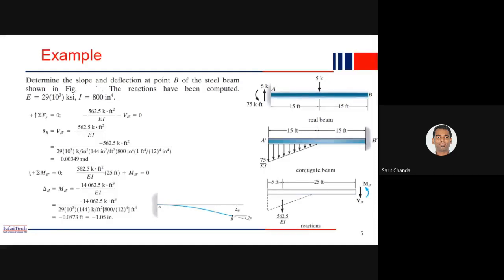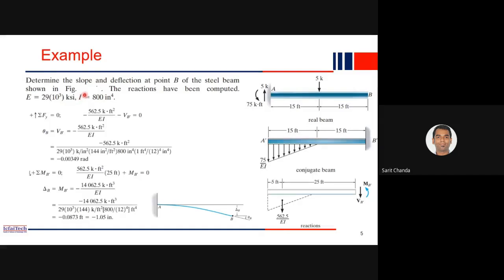The example here is: determine the slope and deflection at point B of a steel beam shown in the figure. This is a steel beam, and this end is fixed and this end is free. So basically this is a cantilever beam where only a single load is acting at the center. You are asked to find the slope and deflection at point B. After you apply the load of 5 K, your beam will deflect. So what could be the deflection at point B and what is the slope at point B? That is what we have to find out. E and I, both values are given to us.